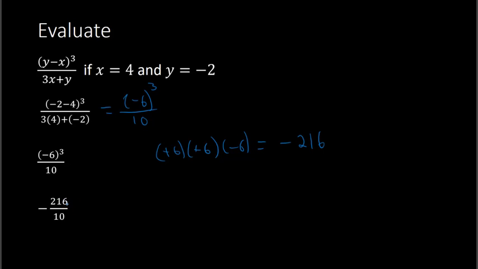All right, and when I divide those two, I can simply move the decimal from after the 6 to after the 1. I move it 1 decimal place because there is 1 zero I'm dividing by. So my answer becomes -21.6. So the key is make sure that you follow order of operations as you work with exponents.